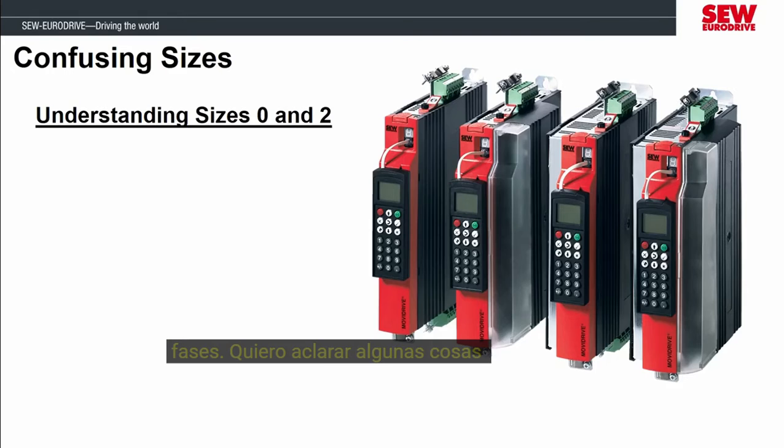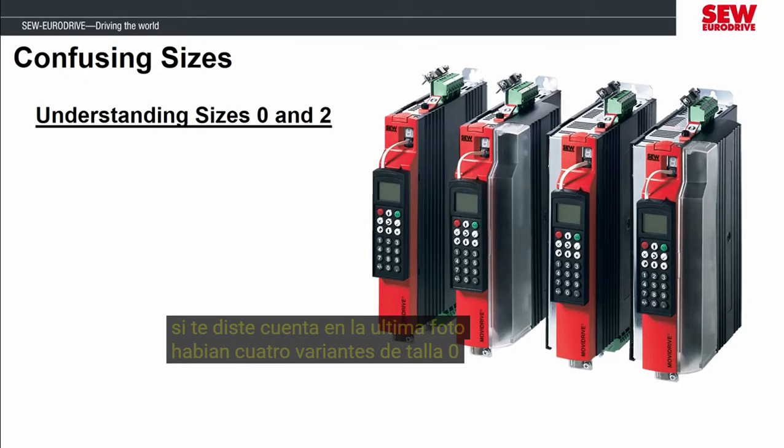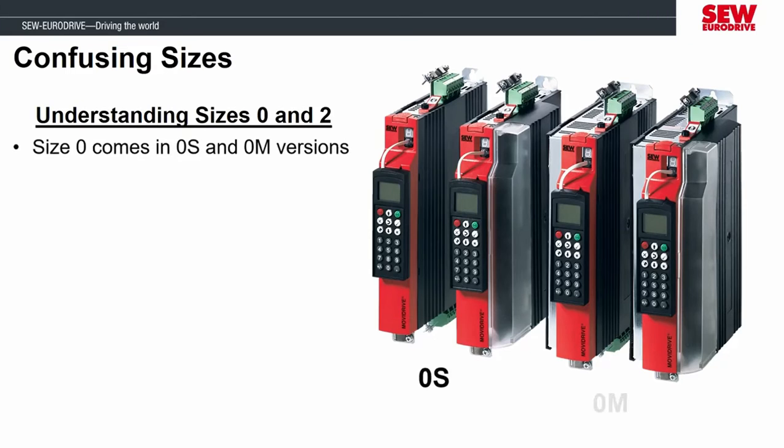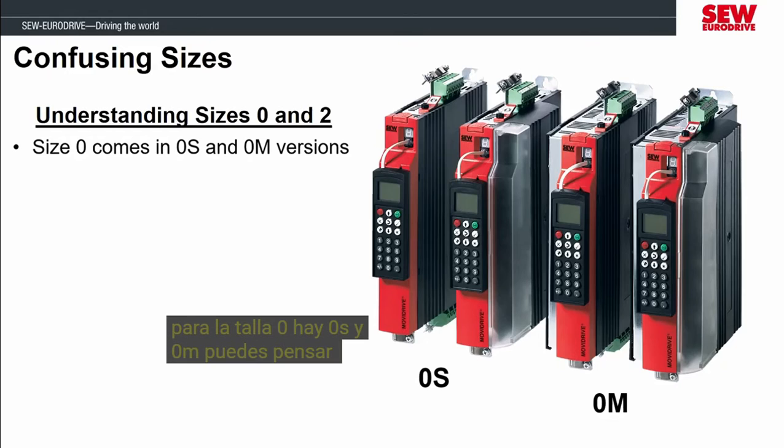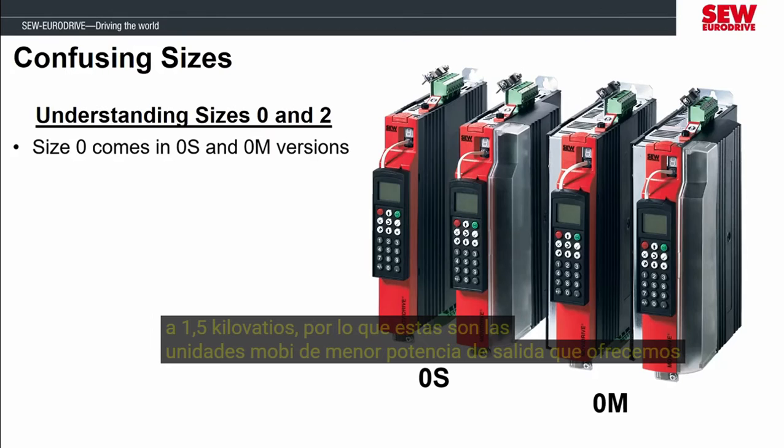I want to clarify some things with some of the MOVIDRIVE sizes that are a little different than the others. If you noticed in the last picture, there were 4 variants of size 0, and this is because each size has 2 different versions. For size 0, there are 0S and 0M. You can think of that as small and medium. These range from 0.55 kilowatts to 1.5 kilowatts. So these are the lowest output power MOVIDRIVEs we offer.